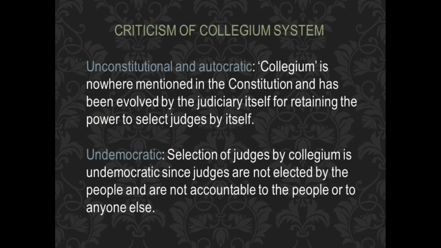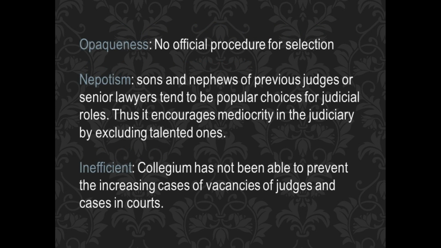The criticism of the Collegium system: Unconstitutional and autocratic. Collegium is nowhere mentioned in the Constitution and has been evolved by the judiciary itself for retaining the power to select judges by itself. Undemocratic. Selection of judges by Collegium is undemocratic since judges are not elected by the people and are not accountable to the people or to anyone else. Opaqueness. No official procedure for selection.